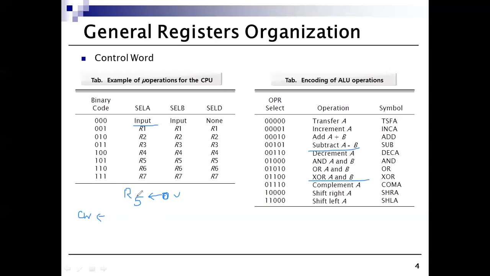See, if I select R5 as SELA and SELB, between the two you can perform either subtraction or exclusive OR operation. If I perform exclusive OR, SELA is R5, which is 101, and SELB is also 101. SELD, the result of the operation, will be stored back to R5. The result is obviously 0, which will be stored back to R5. So SELD is also 101. And if the operation we select is XOR, then it is 0, 1, 1, 0, 0.